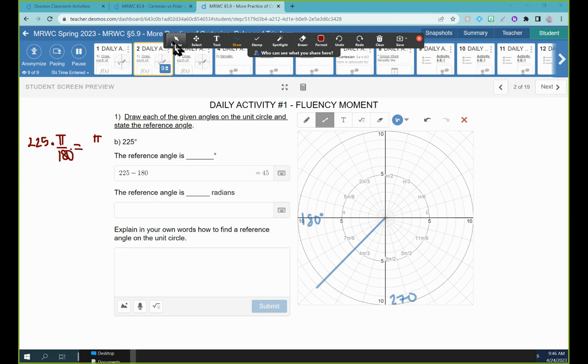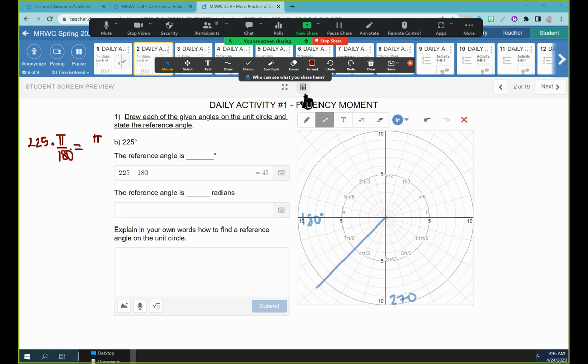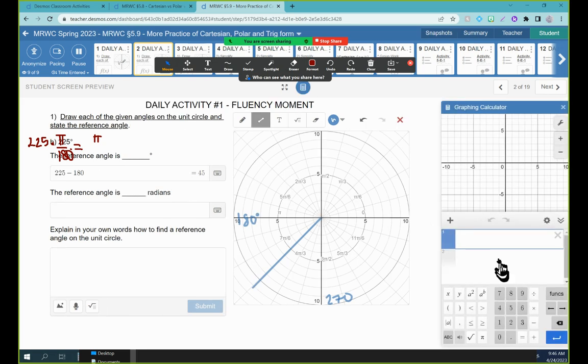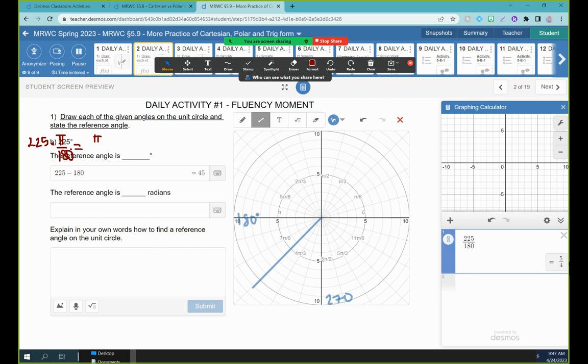Another way that one of my students taught me was when you use the calculator, I don't know if you guys have seen this, but I want to divide 225 by 180. So 225 divided by 180 is some fraction. I want it in terms of a fraction. So you click this and it gives it to you as 5/4. So if you want a shortcut for simplifying fractions, there you go.